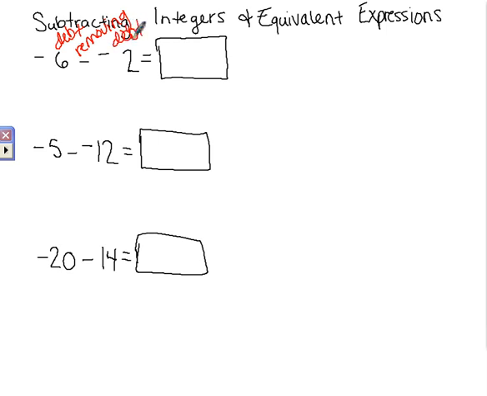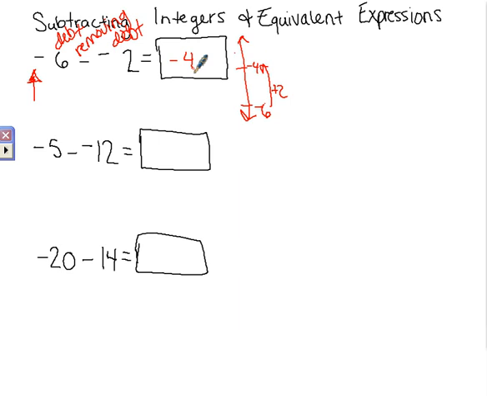Then the question we ask the students is, if we're removing debt, is our value going to go up or down? If I remove debt, that's good for me, so my value is going to go up. If they're going to draw a picture of this, they could do a vertical number line and say I started with $6 in debt, and then my value goes up 2, and now I'm only $4 in debt.